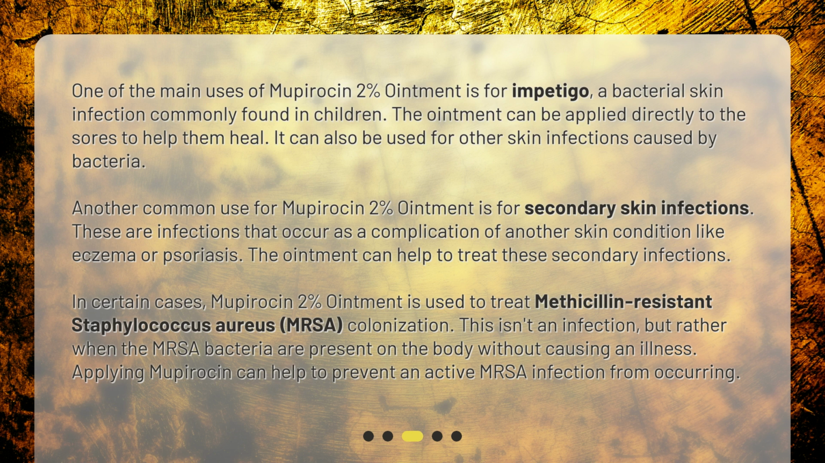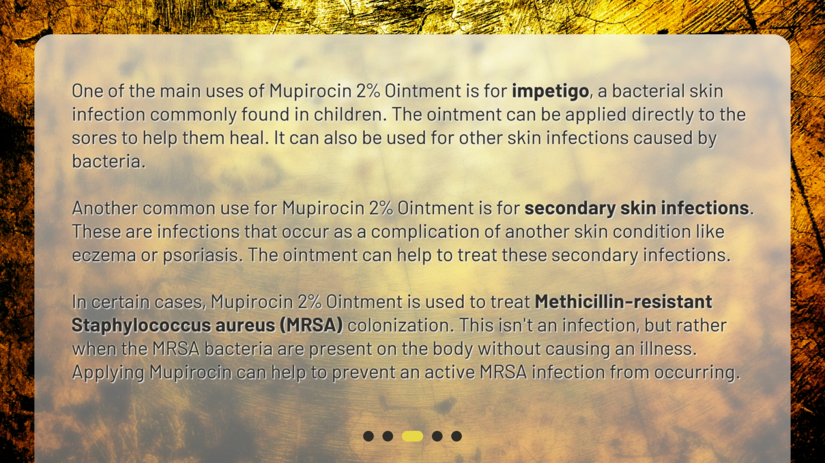Another common use for Mupirocin 2% ointment is for secondary skin infections. These are infections that occur as a complication of another skin condition like eczema or psoriasis. The ointment can help to treat these secondary infections.